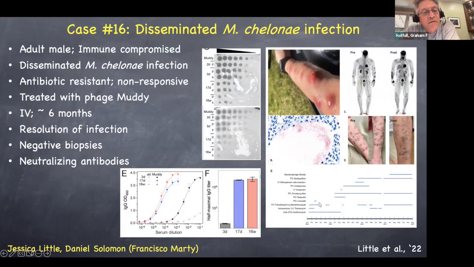It was treated IV twice daily for about 6 months, and over that period there was actually very nice resolution of the infection, as you can see in these scans. And biopsies after 6 months have failed to produce any Mycobacterium chelonae strains that could be grown out. This patient mounted quite robust antibodies against the phage that were potently neutralizing, but it doesn't appear to have impacted the outcome of the infection.